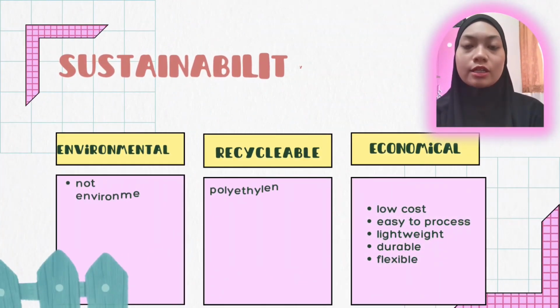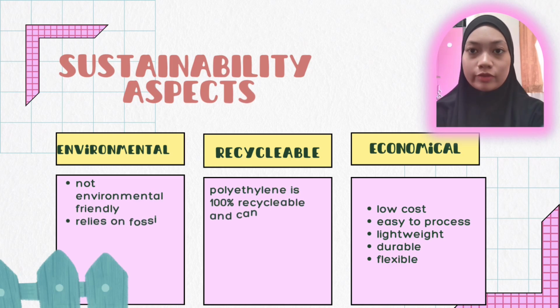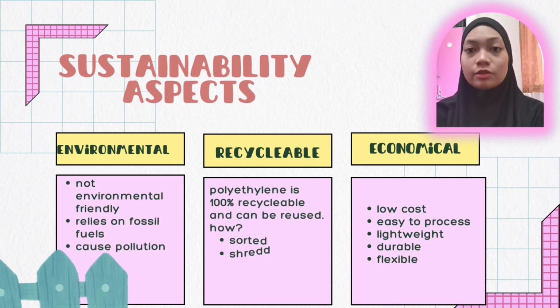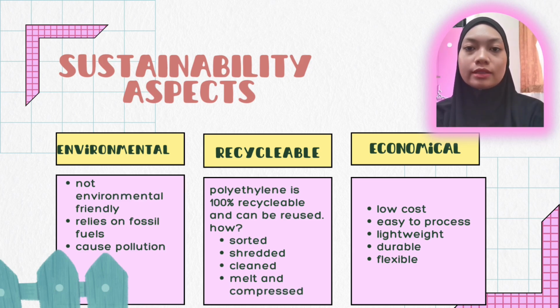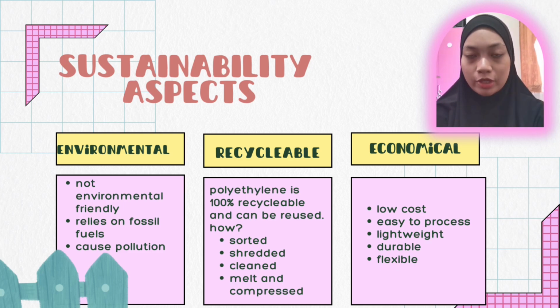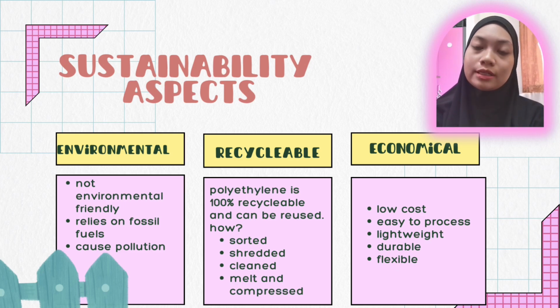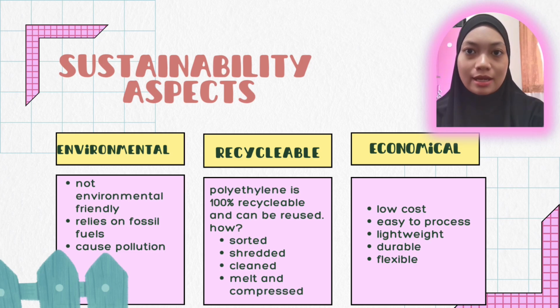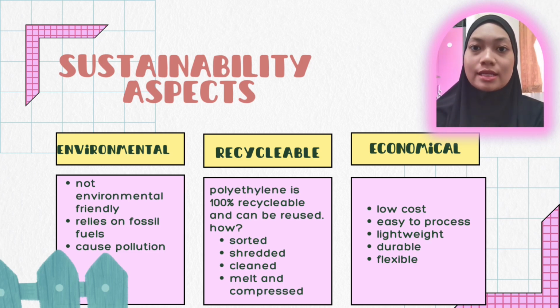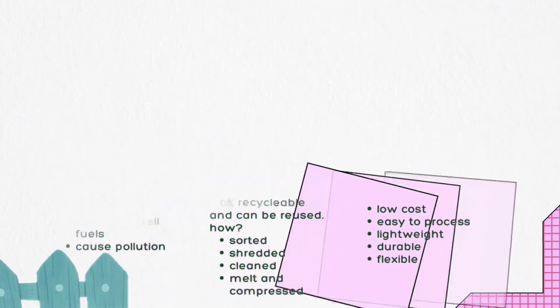As for the sustainability aspect, first we have environmental. It is not environmentally friendly, it relies on fossil fuels and it can cause pollution. Second, we have recyclable. Polyethylene is 100% recyclable and it can be reused. How? It will be sorted, shredded, cleaned, melted and compressed. Lastly, we have economical. It is low cost, easy to process, lightweight, durable and flexible.